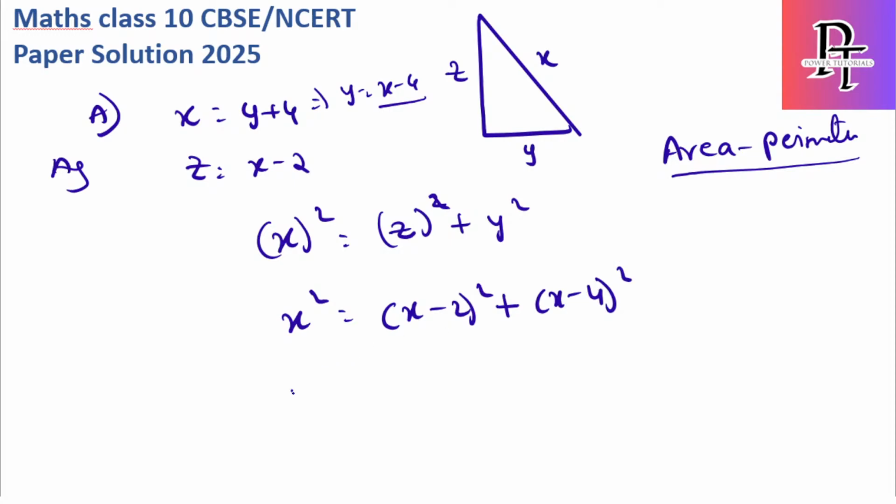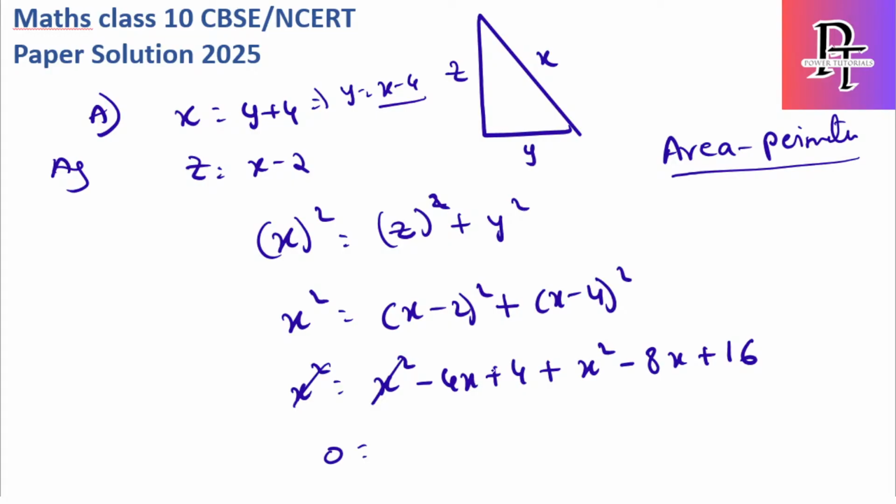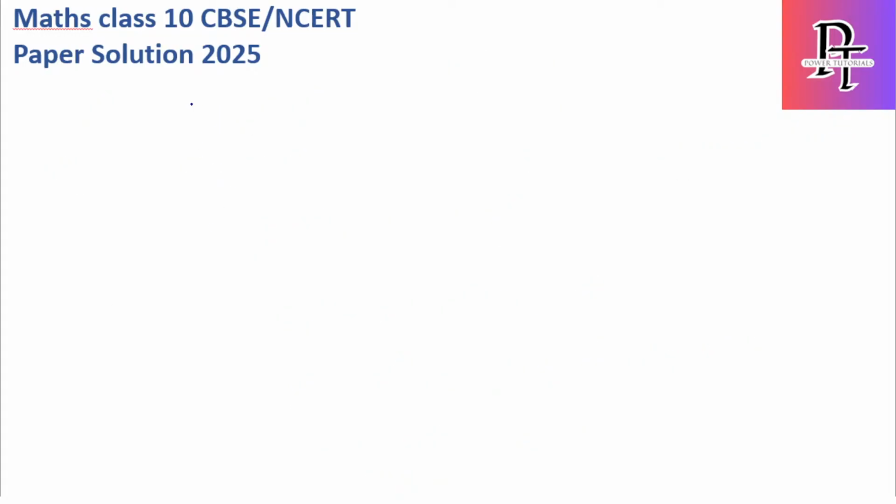So x square is equal to x minus 2 whole square, which is a square minus 2ab plus b square, same as x minus 4 whole square is a square minus 2ab plus 4 square, which is 16. So x square gets cancelled. So 0 is equal to minus 4x minus 8x. I'll write x square first. Minus 4x minus 8x is minus 12x. 4 plus 16 is 20. So I have the relation x square minus 12x plus 20. Let's solve this.